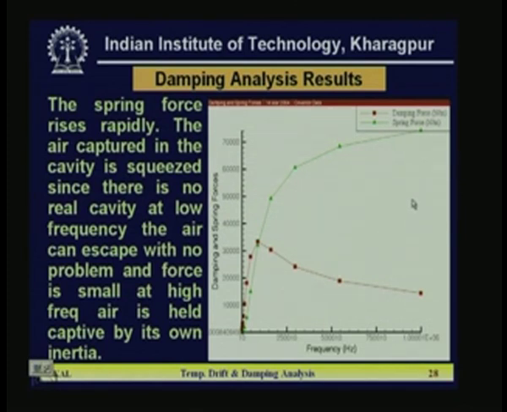The spring force rises rapidly. You can see the spring force, which is the green color, rapidly rises. The air captured in the cavity is squeezed, since there is no real cavity at low frequency. The air can escape with no problem, and force is small. At high frequency, air is held captive by its own inertia. So, that is the damping inside the structure.